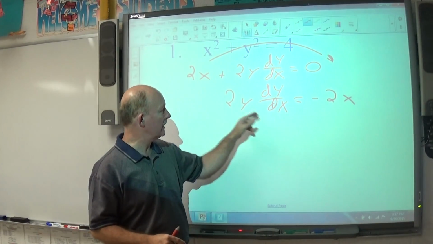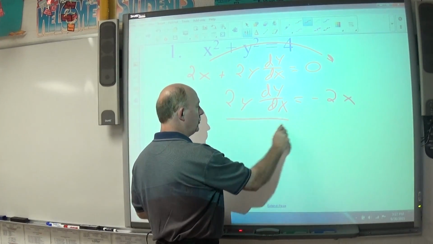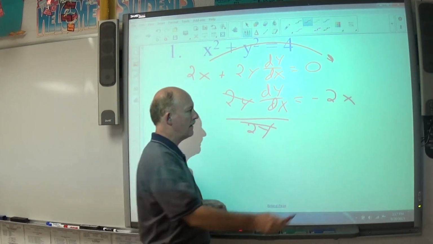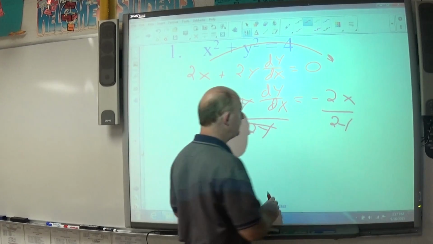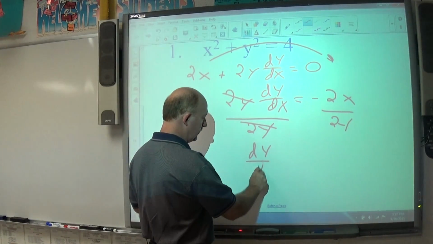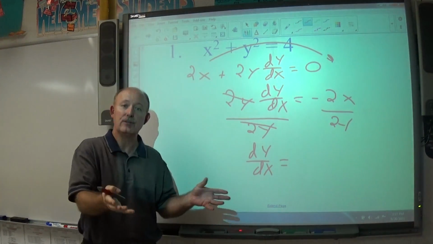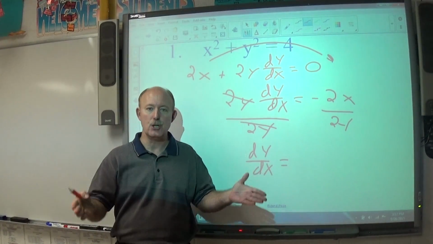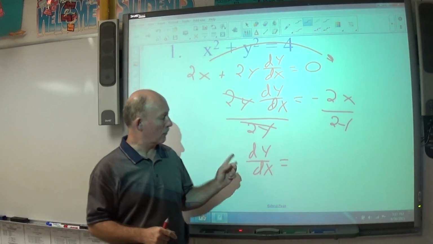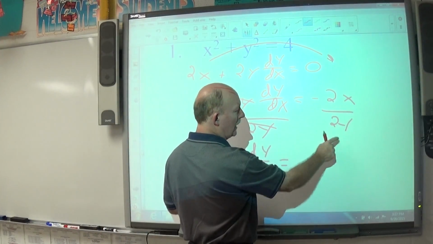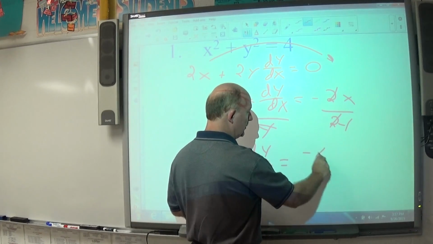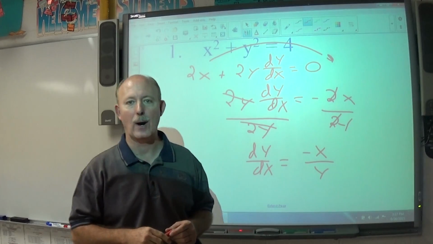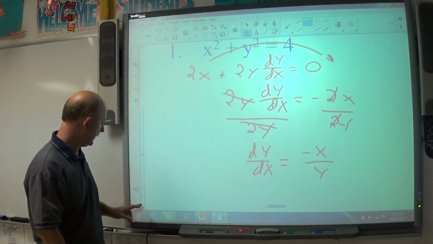To solve for dy over dx, you have to get rid of the 2y that's being multiplied to it. So we divide this side by 2y to get rid of that multiplication, and we divide the other side by 2y also. This is our last step, to solve for dy over dx. Once you get dy over dx by itself, you have the derivative. On the right-hand side, you have negative 2x over 2y. The 2's cancel, which gives us negative x over y. This is our derivative. Okay, let's try another example.